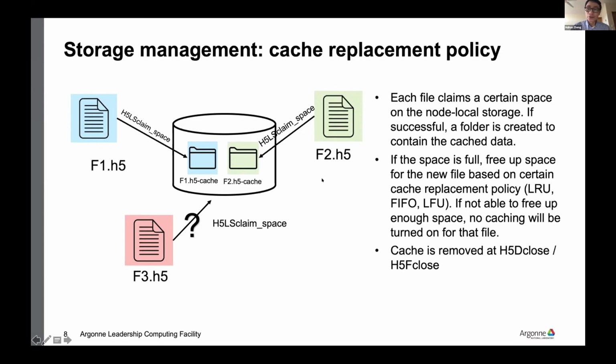And another file comes in and does the same thing. But now when we have a third file, say this device has already been filled with data, then what it will do is try to free up space, basically removing the cache, for example, for file 2, and then fit in file 3. If the cache has been removed, then future data access for file 2 will be redirected to the parallel file system instead of going to the non-local storage, because the data are no longer there.